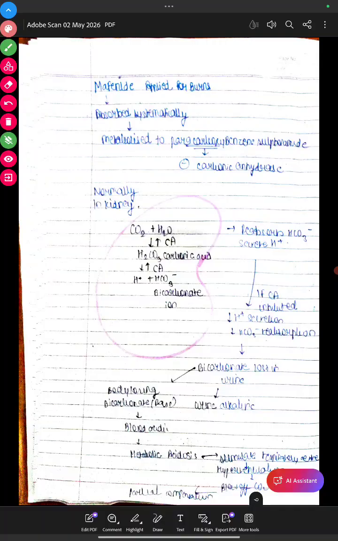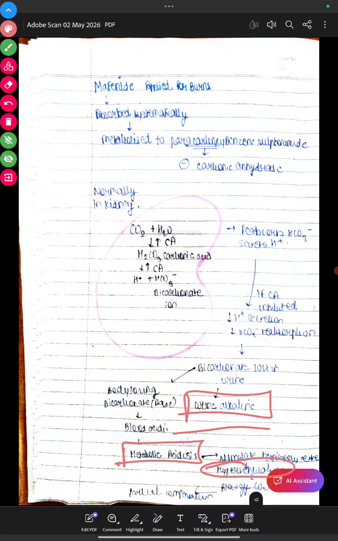For extra knowledge, if you read the textbook very properly, you will note that in KDT and other textbooks it is written that mafenide applied for burns causes very interesting adverse effects. It makes urine alkaline, causes metabolic acidosis, and also causes tachypnea and hyperventilation. You will not be able to understand these side effects unless you see how they are all connected. We use mafenide for burns.